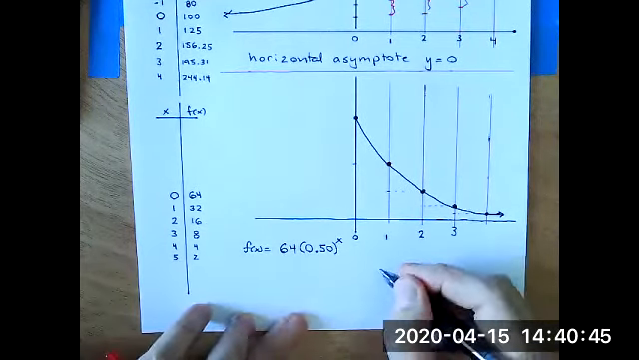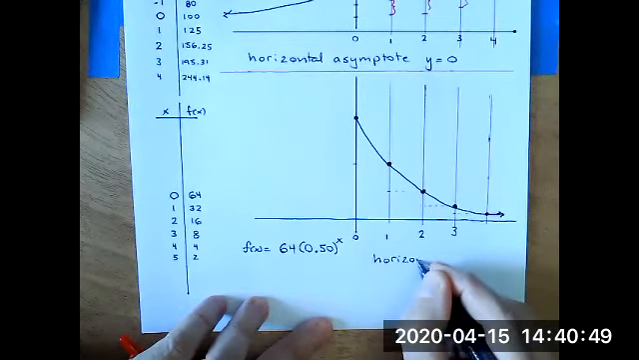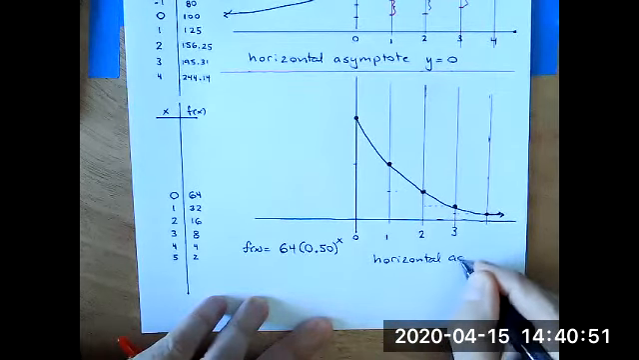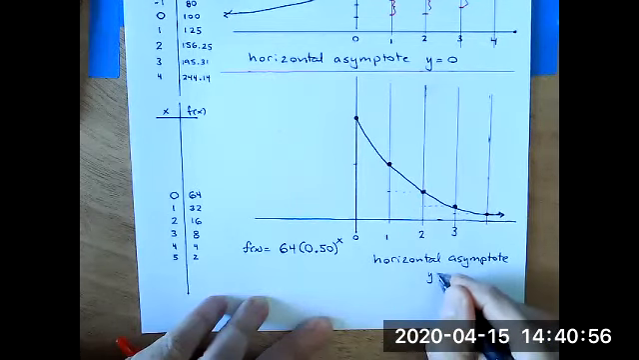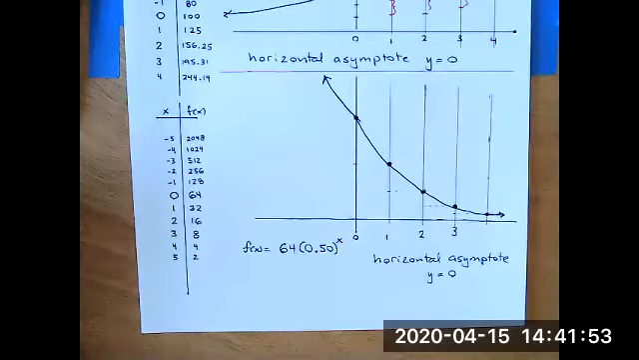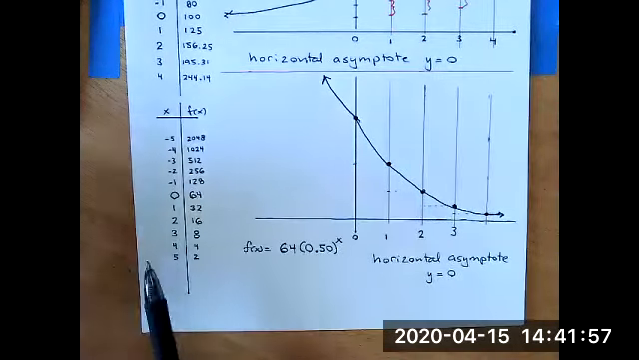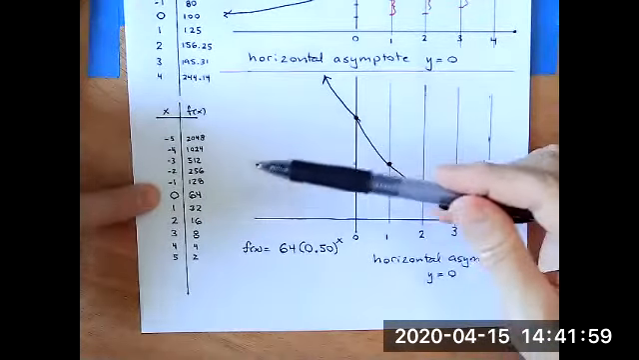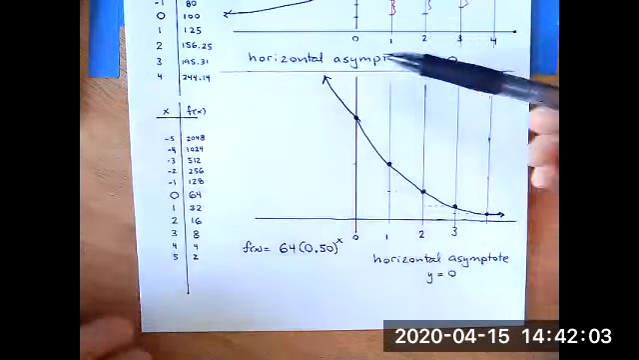So this function also has a horizontal asymptote of y equals 0. What happens when x is negative? Well, you get bigger and bigger values of y.